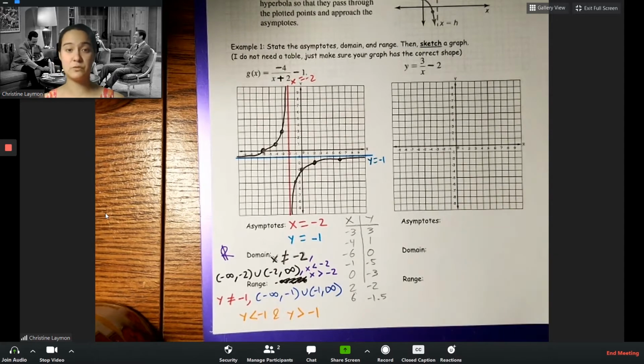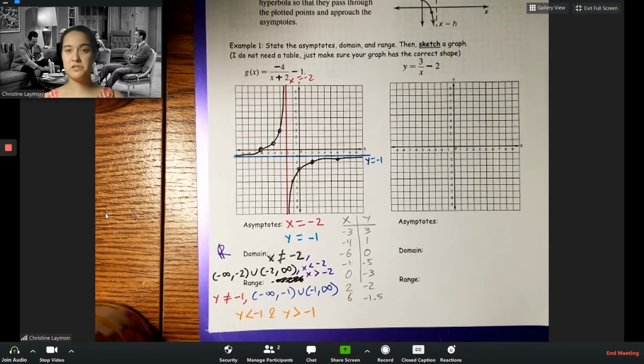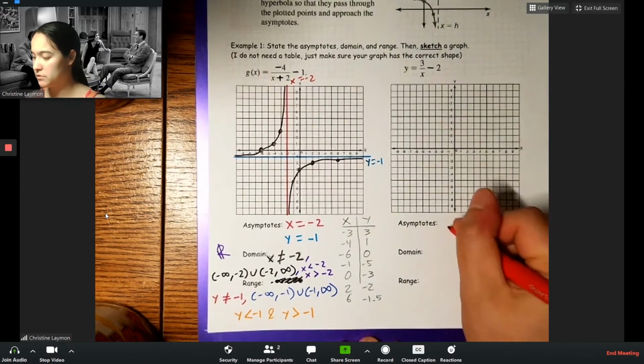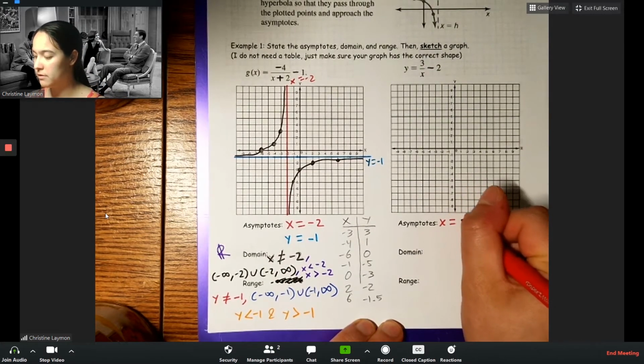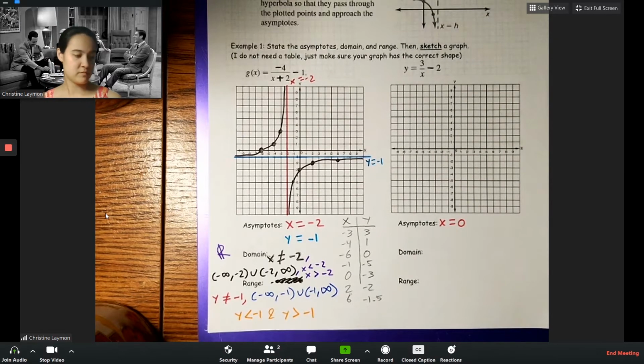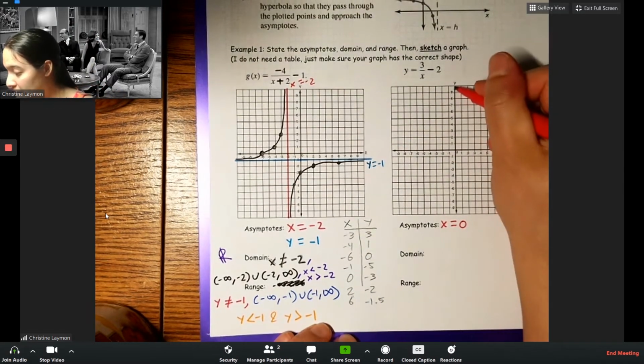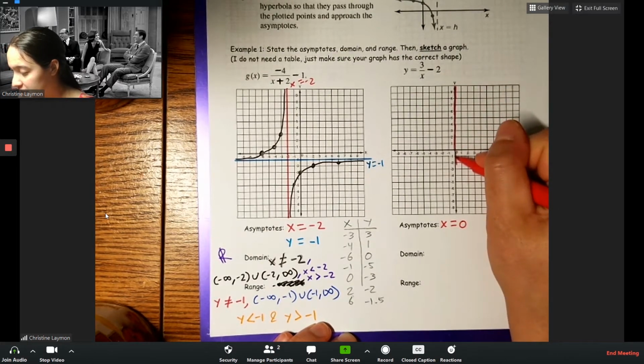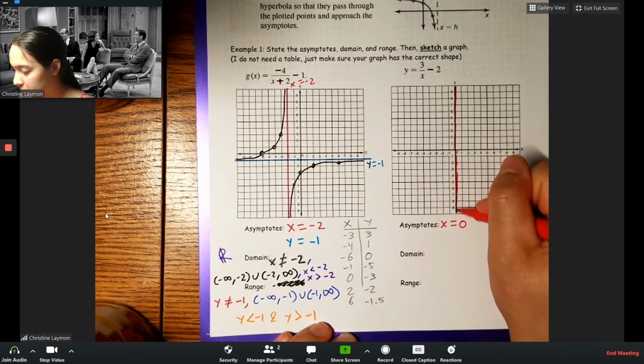Let's take a look at this next one. In this one, I have 3 over x minus 2. Okay, so my h value doesn't really exist. Remember, I'm looking for x minus h in the bottom. Well, if I don't see it, it means h is 0. So one of my asymptotes is x equals 0. That is a vertical line at 0, which is just the y-axis. So your y-axis, just go ahead, shade that in if you like. Make sure you can tell that this is one of your asymptotes.